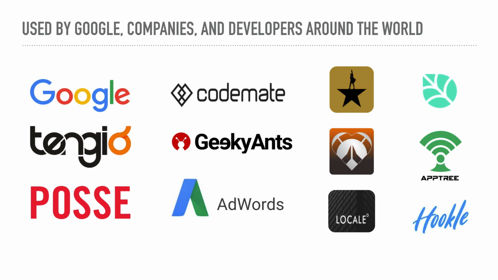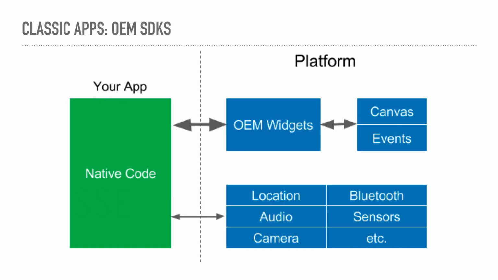So let's talk about what Flutter is, and why is it different from something like React Native? Classically, to develop a mobile app, you had to use native code in whatever language was provided by the vendor. You talk to, we call these OEM widgets, that's the widgets provided by Apple or the Android system. And that would eventually talk to Canvas and events. And then you also had to get sensor information, so that you took that from the other side: location, audio, camera, things like that. But in order to do this, you had to write two different green boxes. You had to write one for iOS and one for Android.